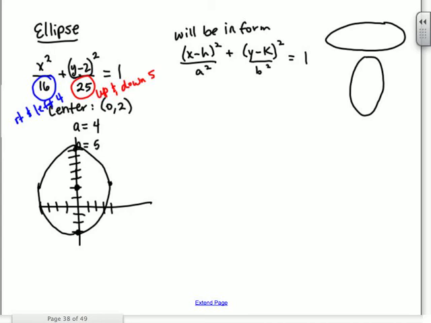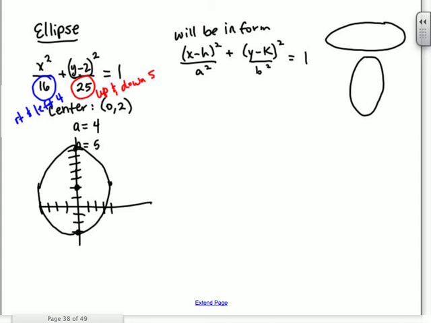Now technically a lot of books will make the a value the larger value. Like they'll make a 5 and b 4. But I don't want to confuse you, so just remember whatever's under the x is how much you go right and left. Whatever's under the y is how much you go up and down. Okay? All right, so that's the basics of an ellipse. Do you guys think you'd be able to do that on your final? Like draw an ellipse? Yeah.